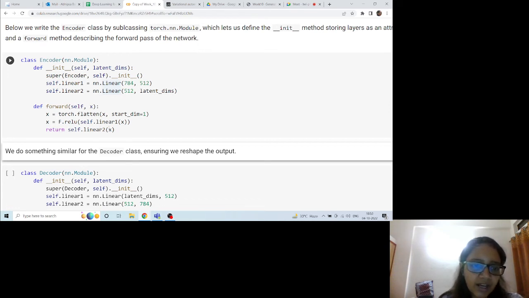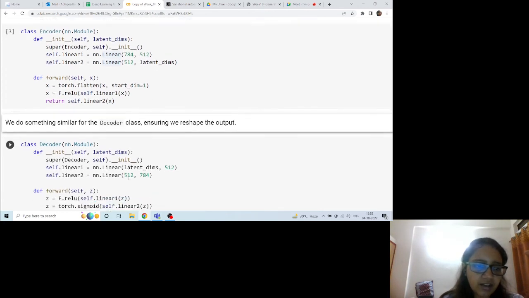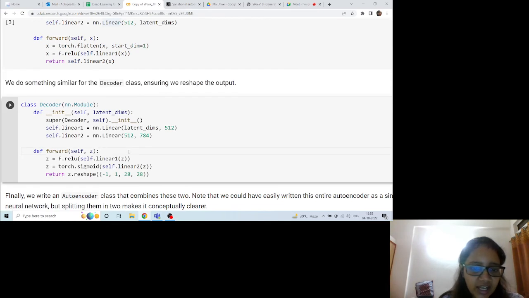That gives you a vector, starting from x, of dimension latent dims, right? And now what the decoder does, again it's very simple. It's just the opposite, right? So you start with latent dims, go to 512. This 512 is a hyperparameter, you can change it if you want. So you go from this latent dims to 512 and then from 512 to 784, right?